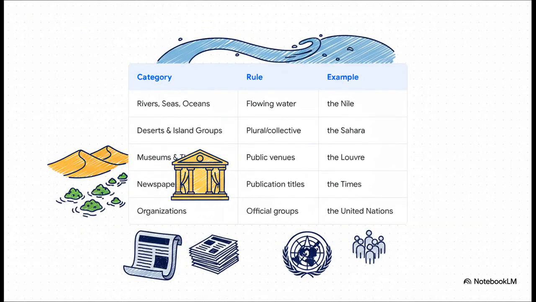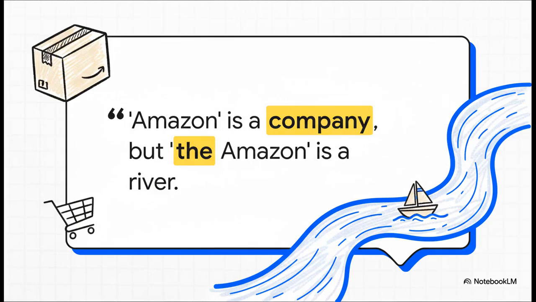And here are the other big categories to watch for. Rivers, seas, and oceans, they always get "the." Deserts and groups of islands, just like mountain ranges, are collections, so they get "the" too. And you'll almost always see it with public places like museums, major organizations like the United Nations, and famous newspapers like The Times.